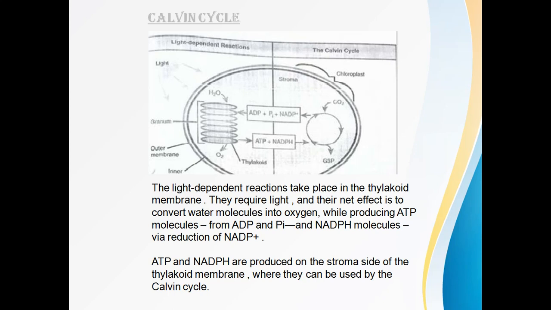These are arranged one above the other. Thylakoids are these stacks or piles of coin-like structures arranged one above the other, which are present inside the chloroplast in the leaves.